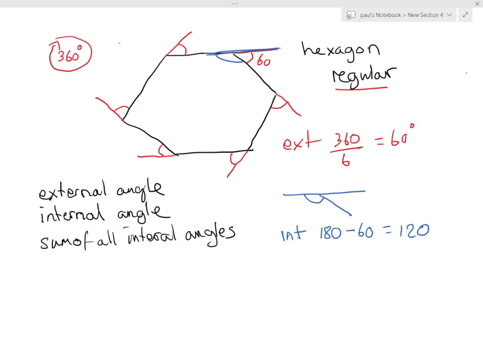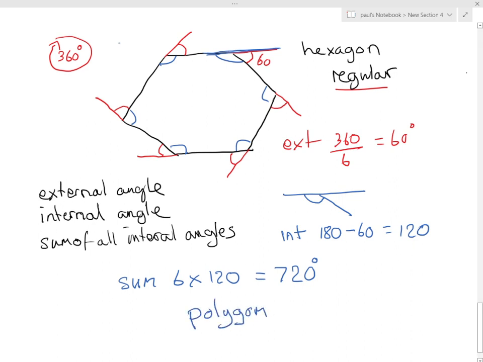So that's the internal. And the sum, because we have 6 sides, so we'll have 1, 2, 3, 4, 5, 6 internal angles, will be 6 times 120, which is 6 twos are 12, 6 times 12 is 72, so 720 is the sum of the internal angles. And this method will work to find the external, internal and sum of any regular polygon. Polygon, there's a word, polygon.